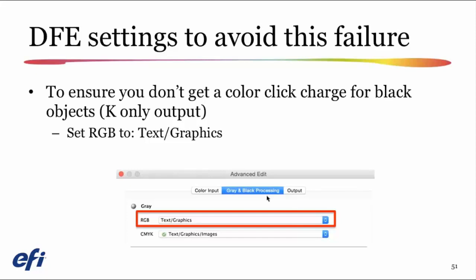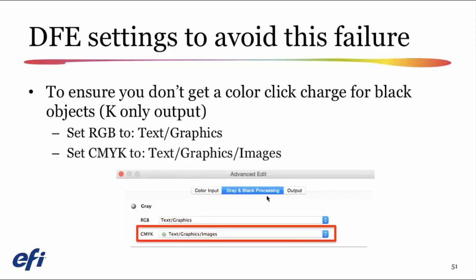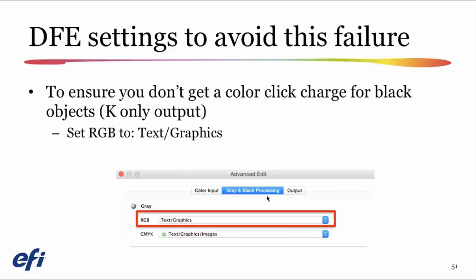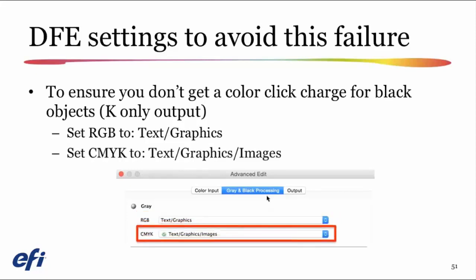For RGB, our recommendation is to set gray and black processing to text and graphics. The reason is that I might have images in RGB space with red, green, and blue equal, and I don't want to convert those to black only. I'd get dropouts in the images that would look unnatural. For CMYK, it's safe to set the gray and black processing for all page objects: text, vector graphics, and images.